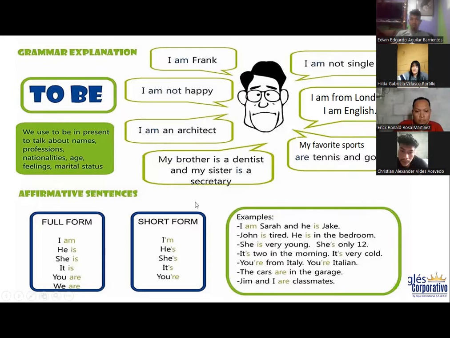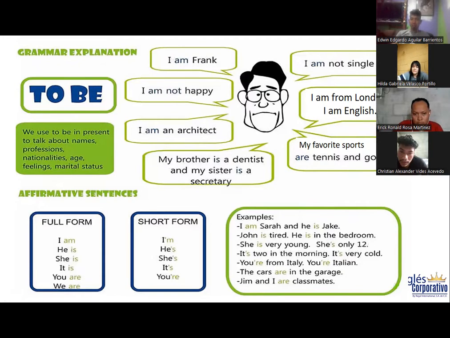I am Sarah and he is Jake. John is tired. He is in the bathroom. She is very young. She's only 12. It's 2 in the morning. It's very cold. You're from Italy? You're Italian. The cars are in the garage. Jean and I are classmates.